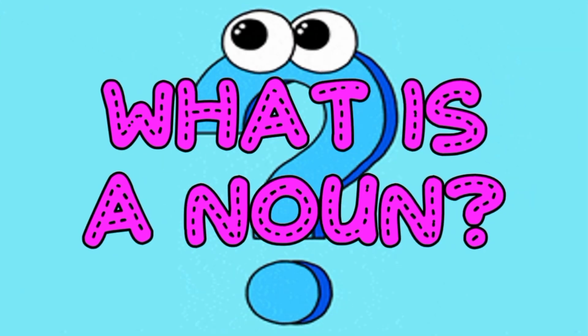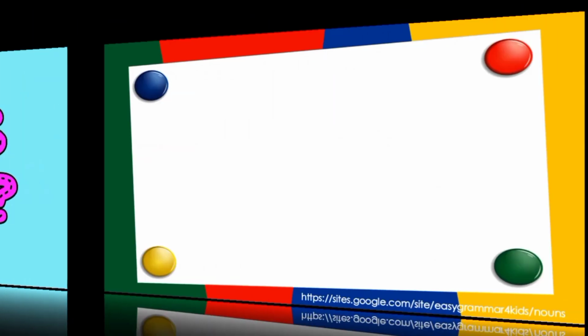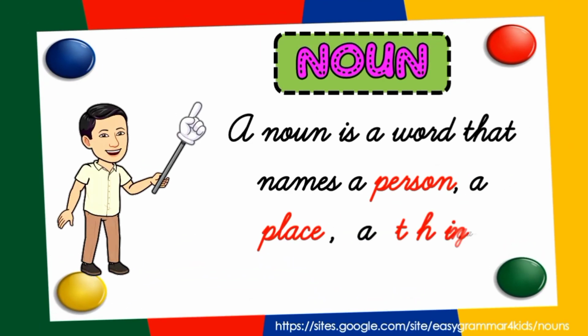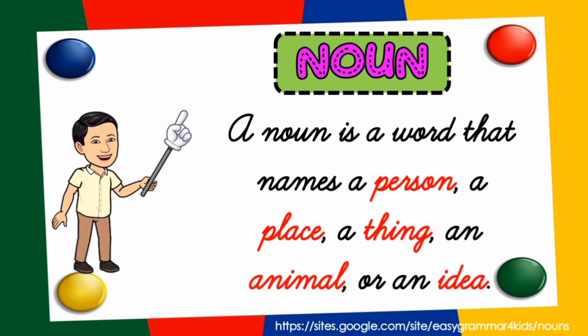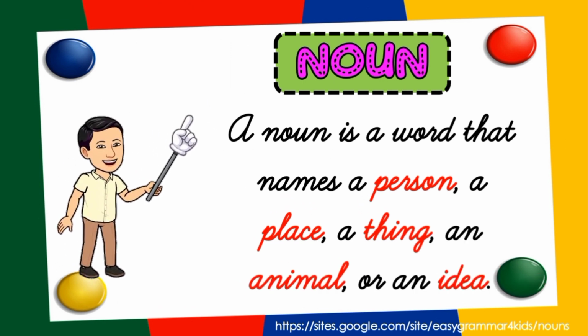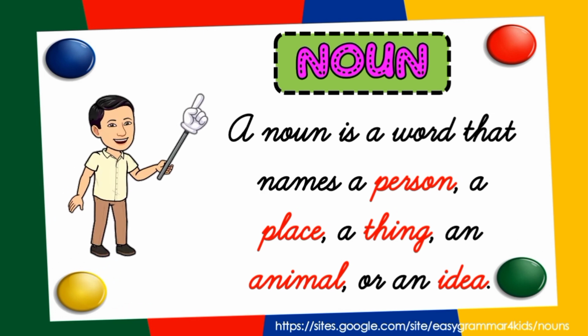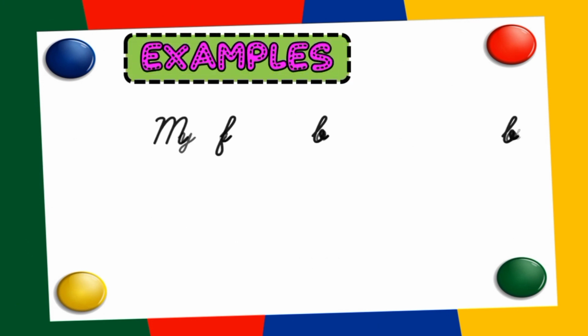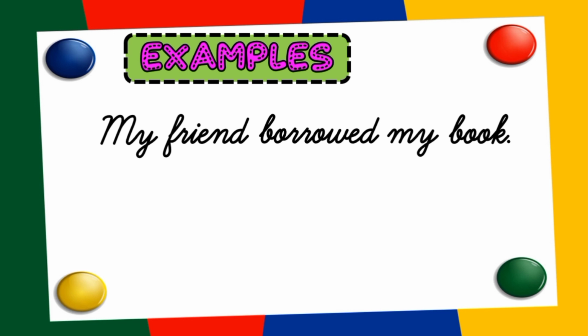What is a noun? A noun is a word that names a person, a place, a thing, an animal, or an idea. Let's read these sentences. My friend borrowed my book.